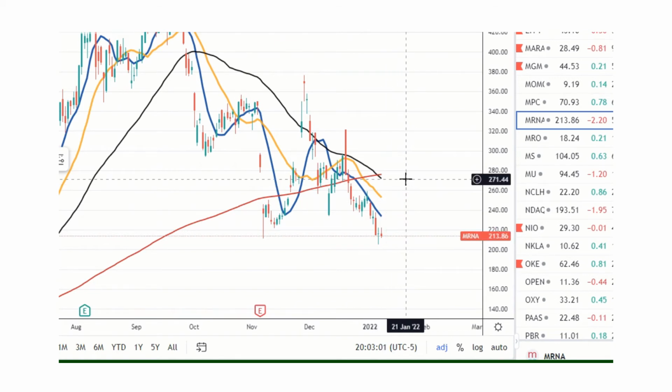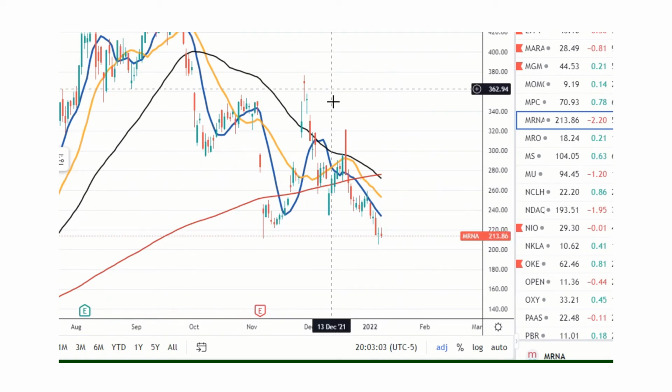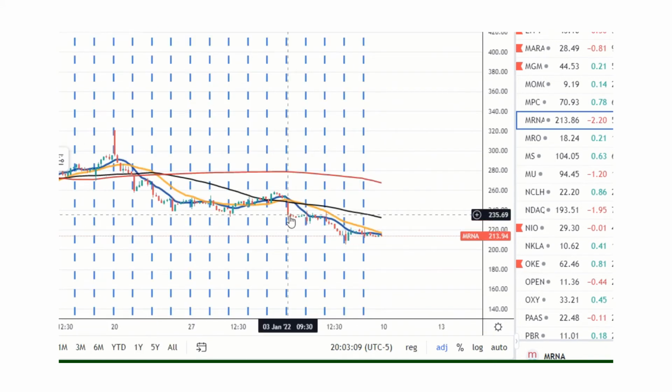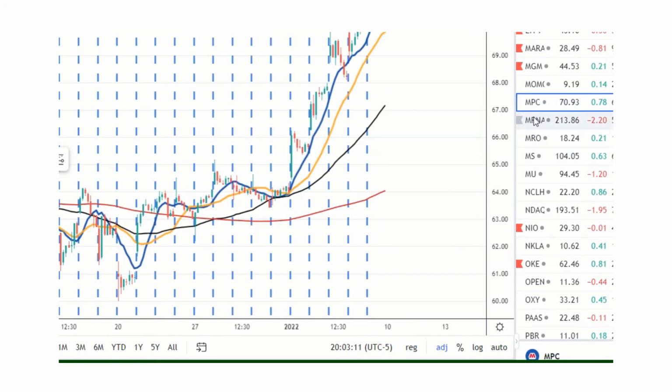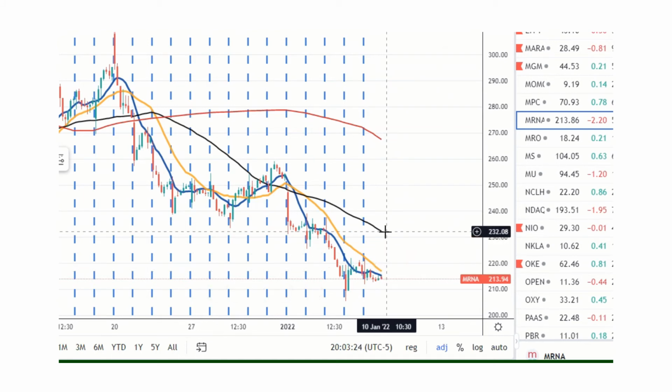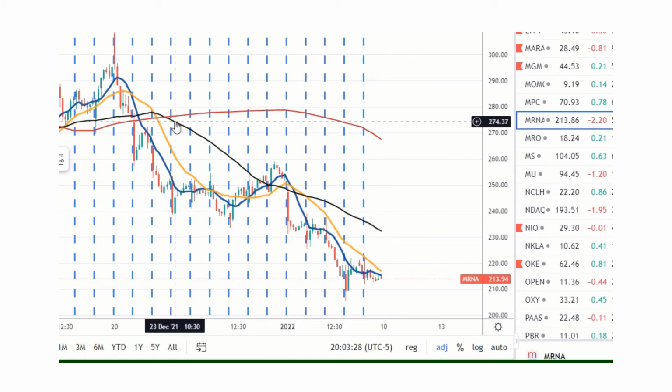So the daily time frame for Moderna and the hourly time frame, which we'll switch back to, complemented each other. They confirmed each other. So, you know, I would have confidently gone into a put trade with this with those two indicators and those two time frames.